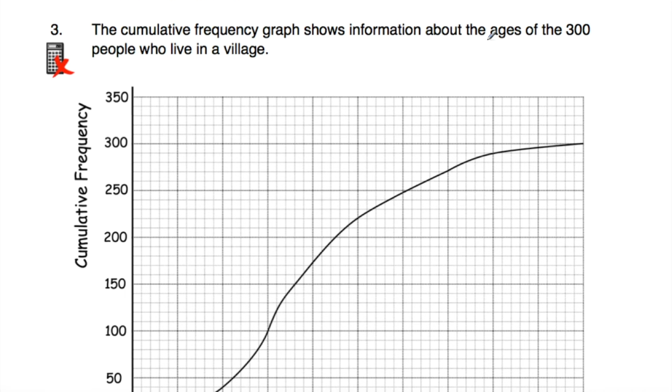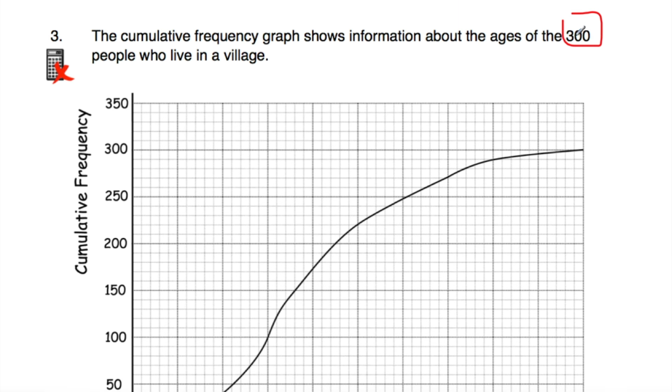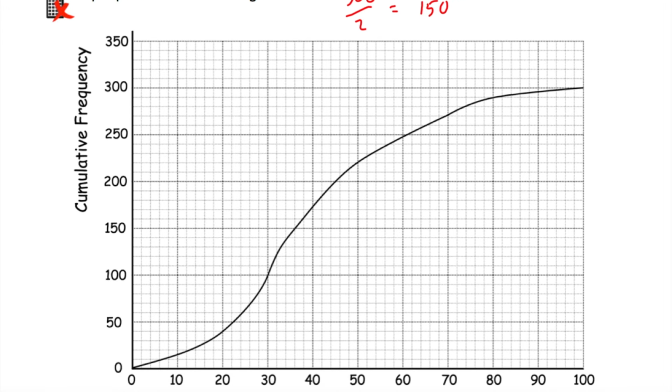Okay, so there's 300 people in the village. So if we want to find an estimate of the median, I take that 300, the total number of people. And if it's mentioned in the question, fantastic. If not, you can actually just go up and see what the highest cumulative frequency is here. So that's 300. And we're going to take that 300 and we're going to divide it by 2. And that's equal to 150. So we're looking for the 150th person. And because this is an estimate, that's why we're doing that. I'll explain a bit more about that in a moment.